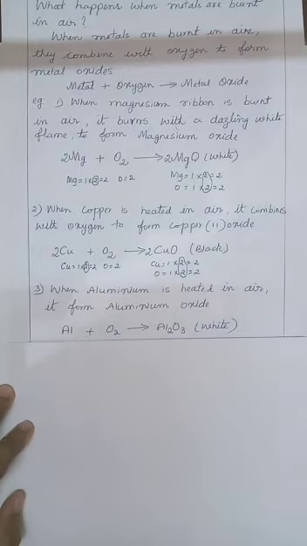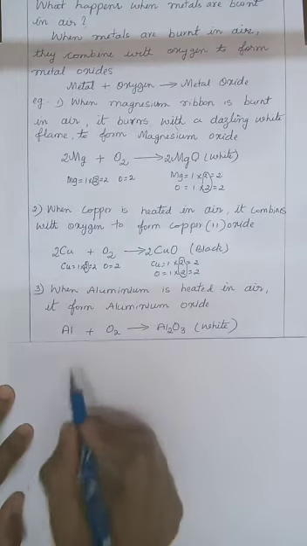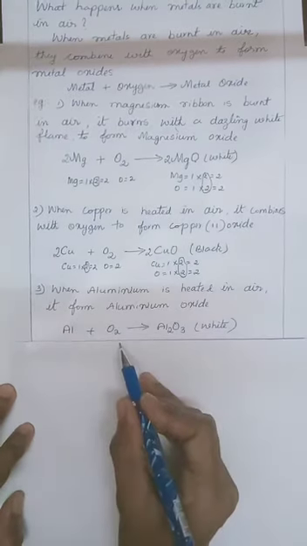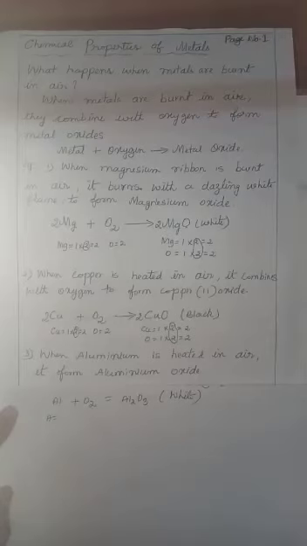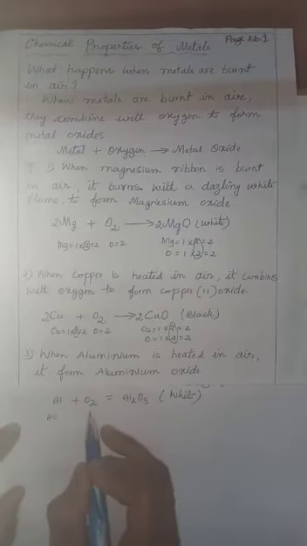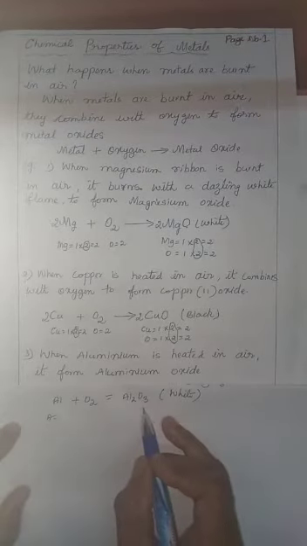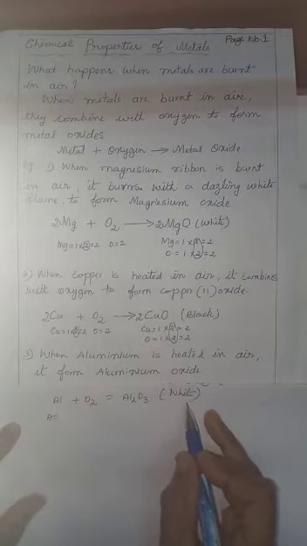When aluminium is heated in air, it forms aluminium oxide. Aluminium is Al. Heated in air, oxygen, it forms aluminium oxide. Aluminium with oxygen gives aluminium oxide. Aluminium oxide is white in color.